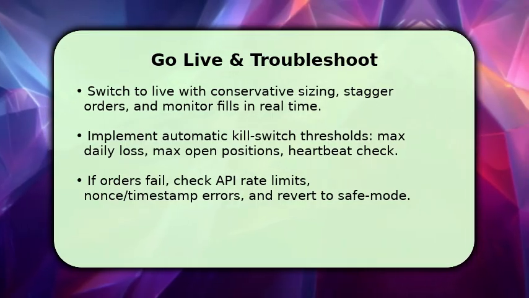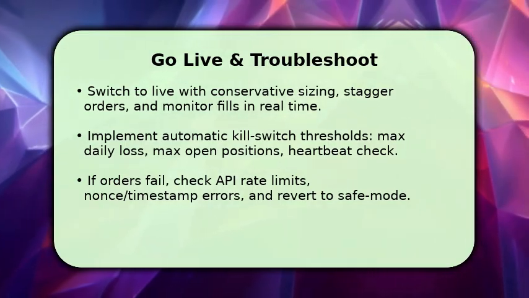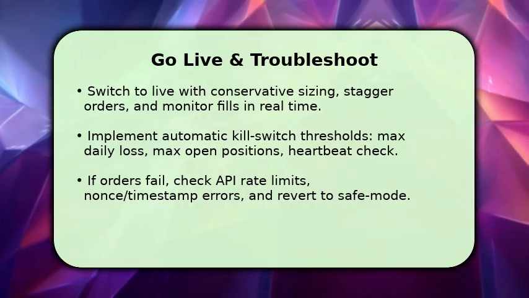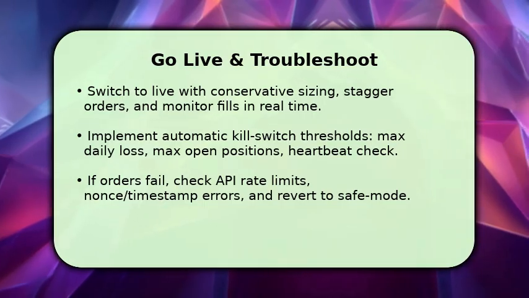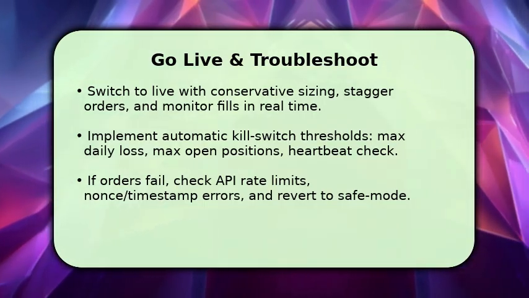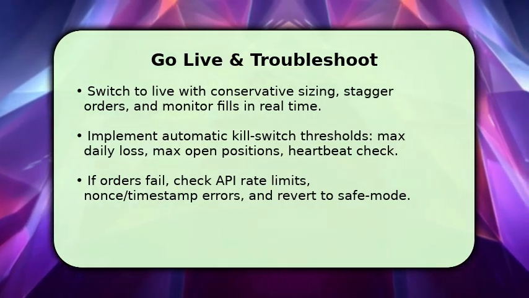If something goes wrong, check for API rate limits, nonce or timestamp mismatches, and network drops. Reverting to safe mode halts new orders while you diagnose. Make sure logs and metrics pinpoint the failure so you can fix it quickly.